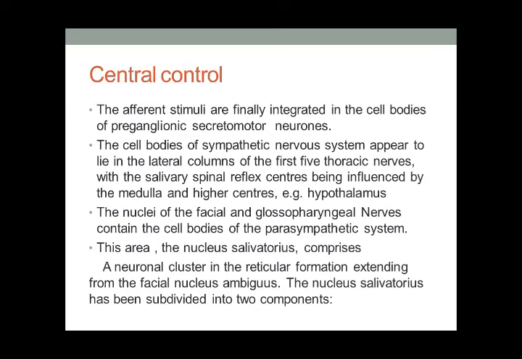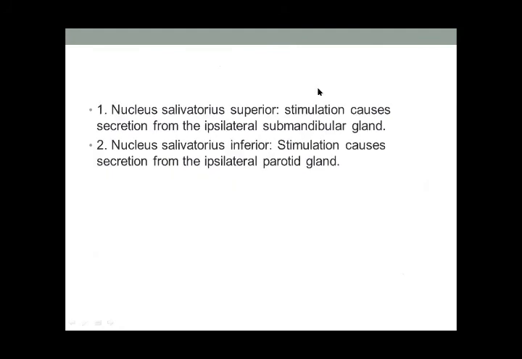This area, the nucleus salivatorius, comprises a neural cluster in the reticular formation extending from the facial nucleus to the nucleus ambiguus. The nucleus salivatorius has been subdivided into two components. Superior salivatory nucleus stimulation causes secretion from the ipsilateral submandibular and sublingual glands. Inferior salivatory nucleus stimulation causes secretion from the ipsilateral parotid gland.